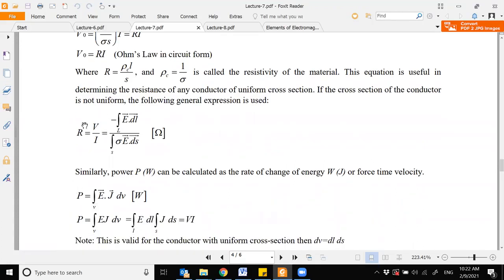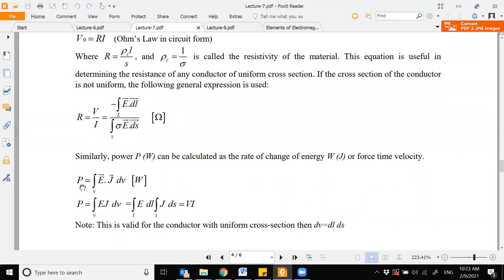Okay? And in a similar way, we can also find the power. So power can be calculated as the rate of change of energy, W, or force times the velocity. So if you see here, this will be the expression that you will end up with. So the power is equal to the integral over the volume E bar dot J bar dV. So this is responsible for the current. This is responsible for the potential difference.